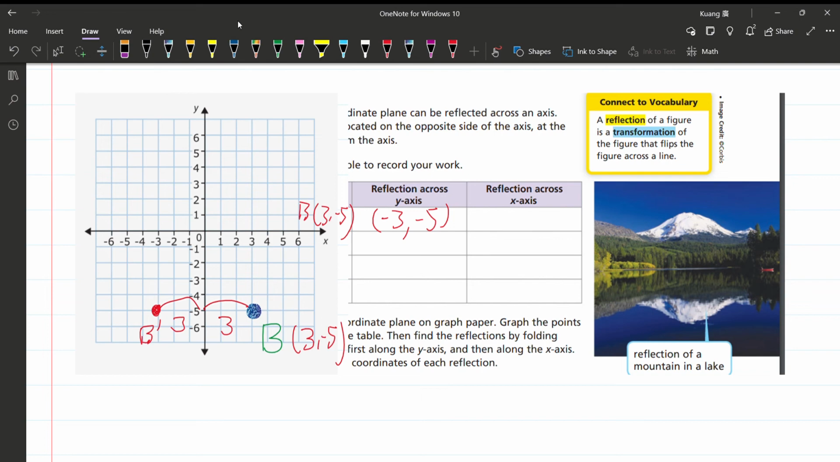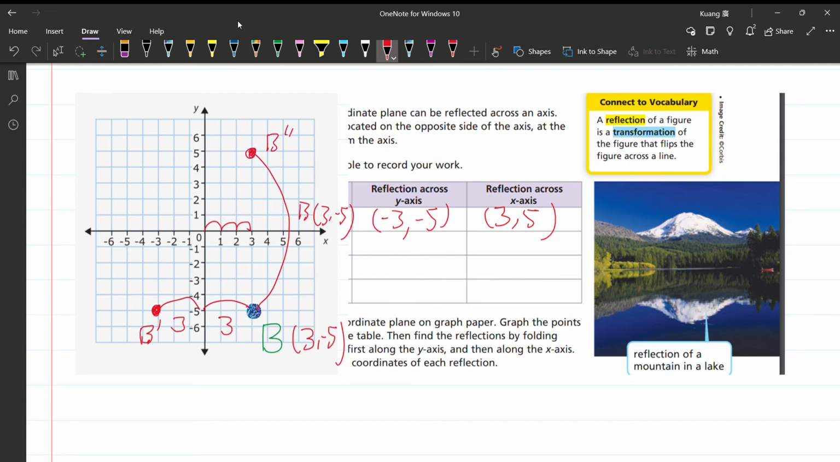How about reflection over x? Reflection over x, then you keep the same x-coordinate, so still 3. However, for the y-coordinate, you write the opposite of the original y-coordinate, so it becomes 5. So you plot that point: positive 3 means go to the right 3 units, and positive 5 means go up 5 units. 1, 2, 3, 4, 5. It's here. So point B jumps over the x-axis to B double prime.